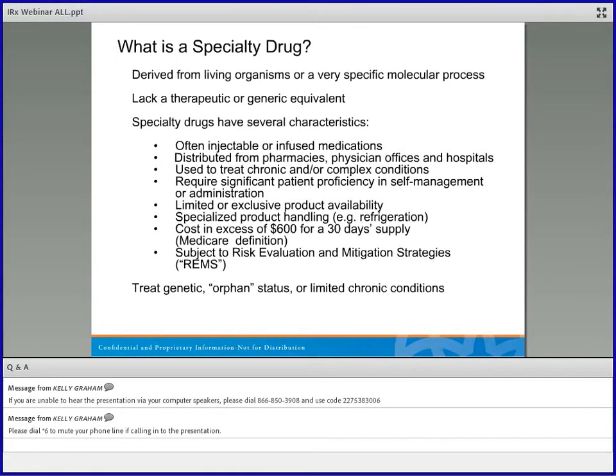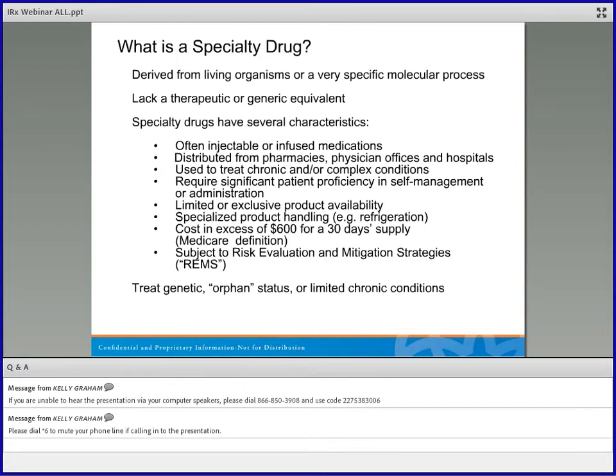But specialty drugs in general have some typical characteristics. Typically they're injectable, or they may be infused right through a physician's office. They're usually distributed from specialty pharmacies, physicians' offices, etc. There's a lot of patient management, self-management of these, because if people have multiple sclerosis, they know they have it. They've got a pretty specific disease that they need to take care of. There's usually pretty limited availability: limited exclusive product availability, where you can get them from, who can carry them. And there's a lot of special handling.